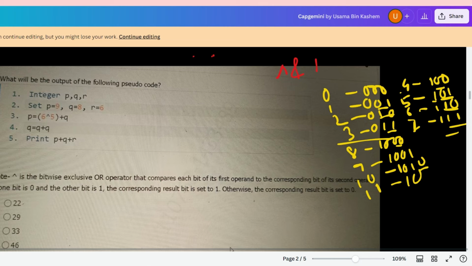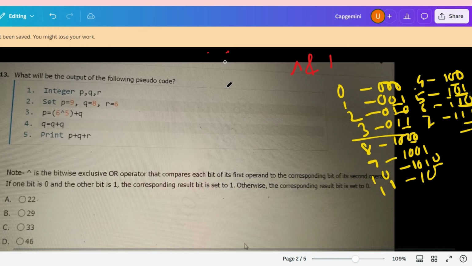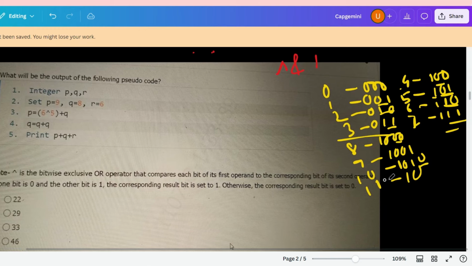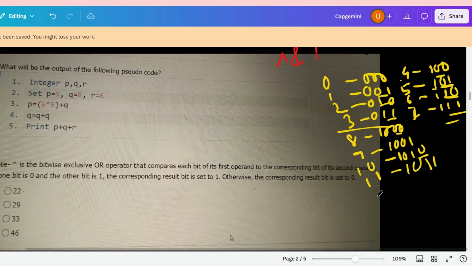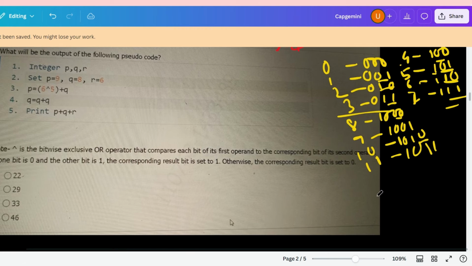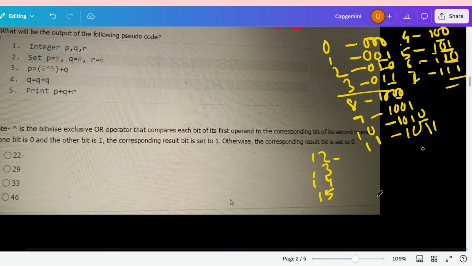Let me just continue editing. So 10, 11. Okay, so then if we go to 12, 13, 14, 15, the same pattern will follow. That is for 12, for 13, for 14, for 15, the same pattern. That is for 12 this will be 10 11, so the next is 11 0 0.